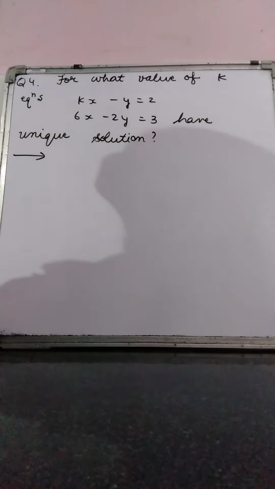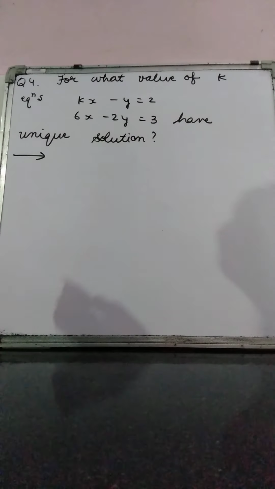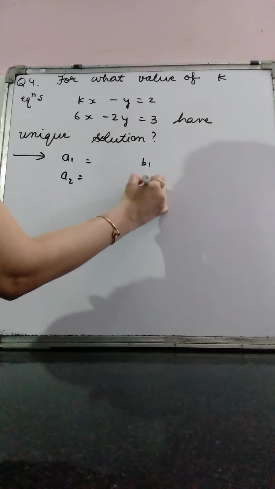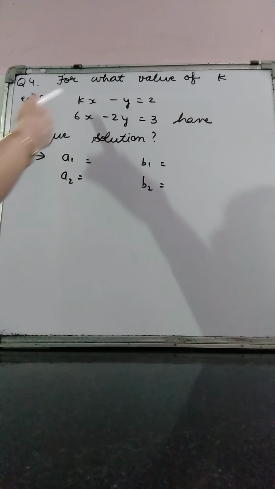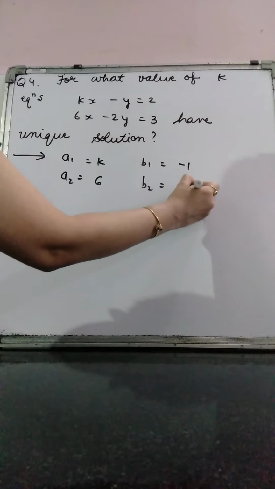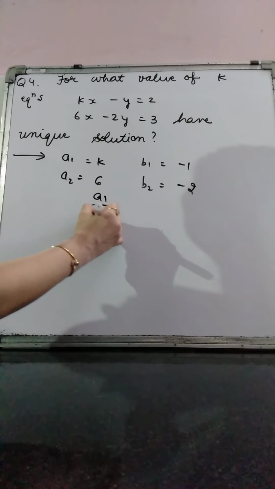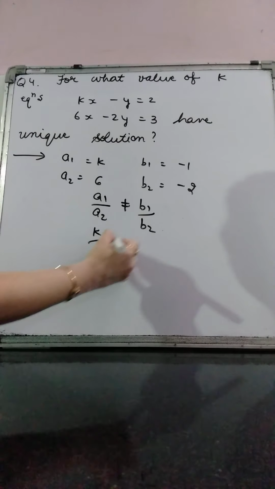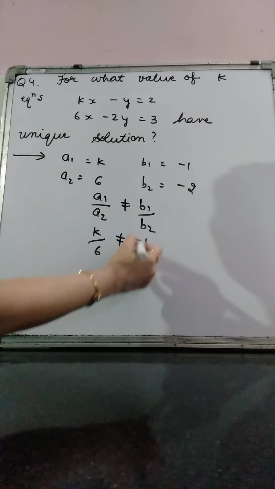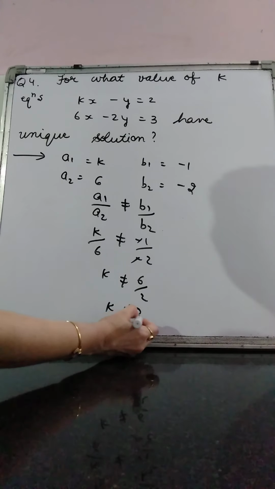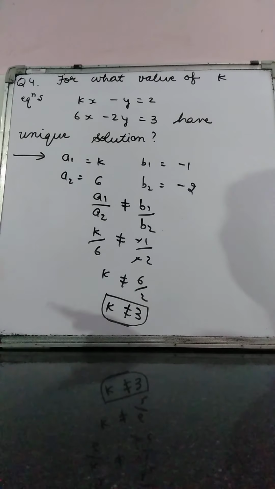Now next question is for what value of k the equations have unique solution. Write the values of a1 and a2 and b1 and b2. The values of a1 and a2 will be k and 6, b1 and b2 will be minus 1 and minus 2. Apply the condition a1 by a2 not equal to b1 by b2. Now substitute values, k not equal to 6 by 2, that is k not equal to 3. This is the required answer for unique solution.